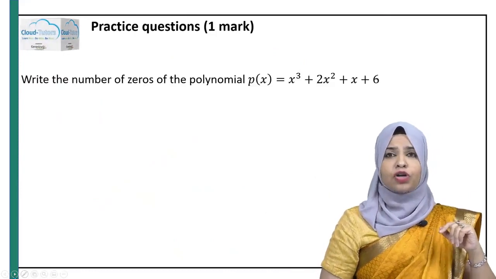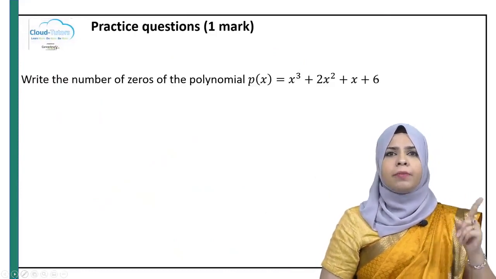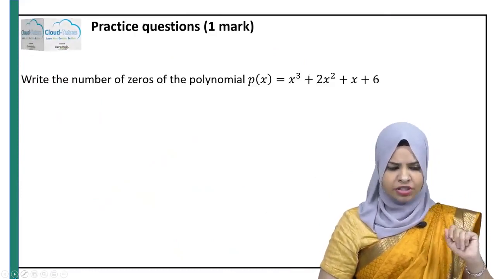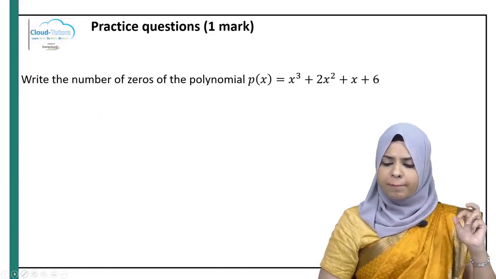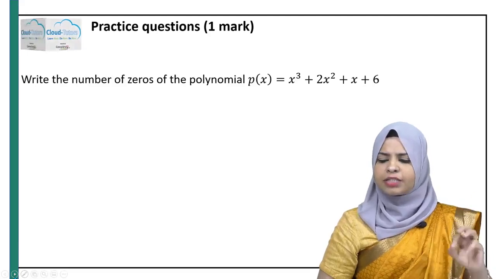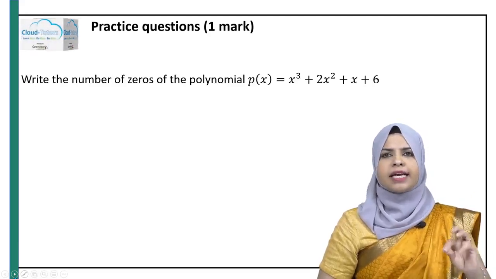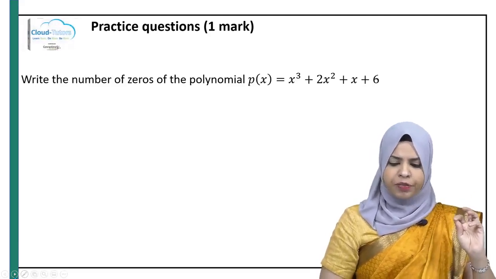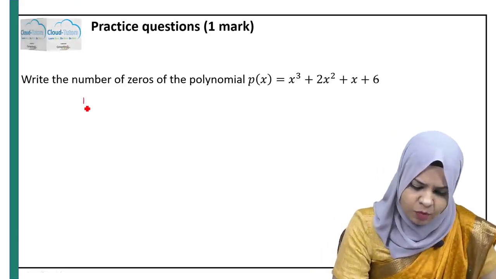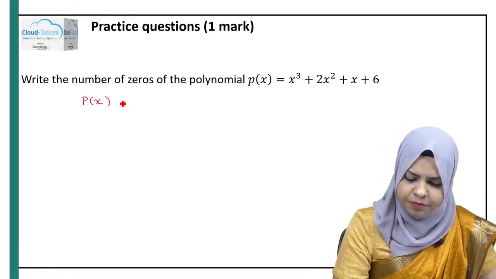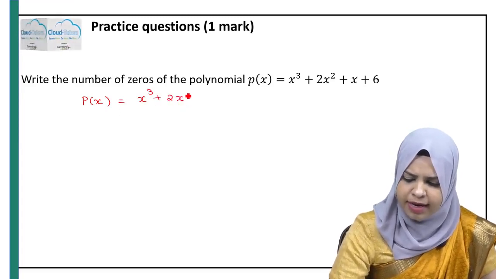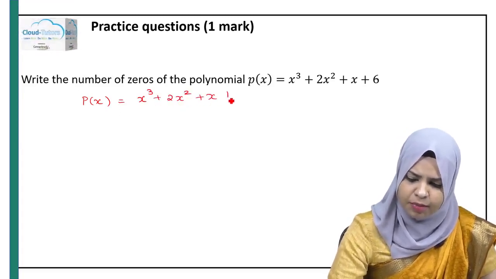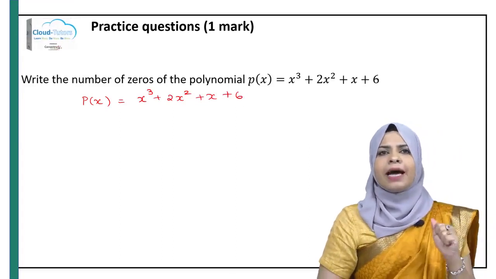Okay, next moving on to the practice questions based on previous year papers. First question is: write the number of zeros of the polynomial p of x is equal to x cube plus 2x square plus x plus 6. Okay, so let me rewrite the expression: p of x is equal to x cube plus 2x square plus x plus 6. Okay, this is my p of x.